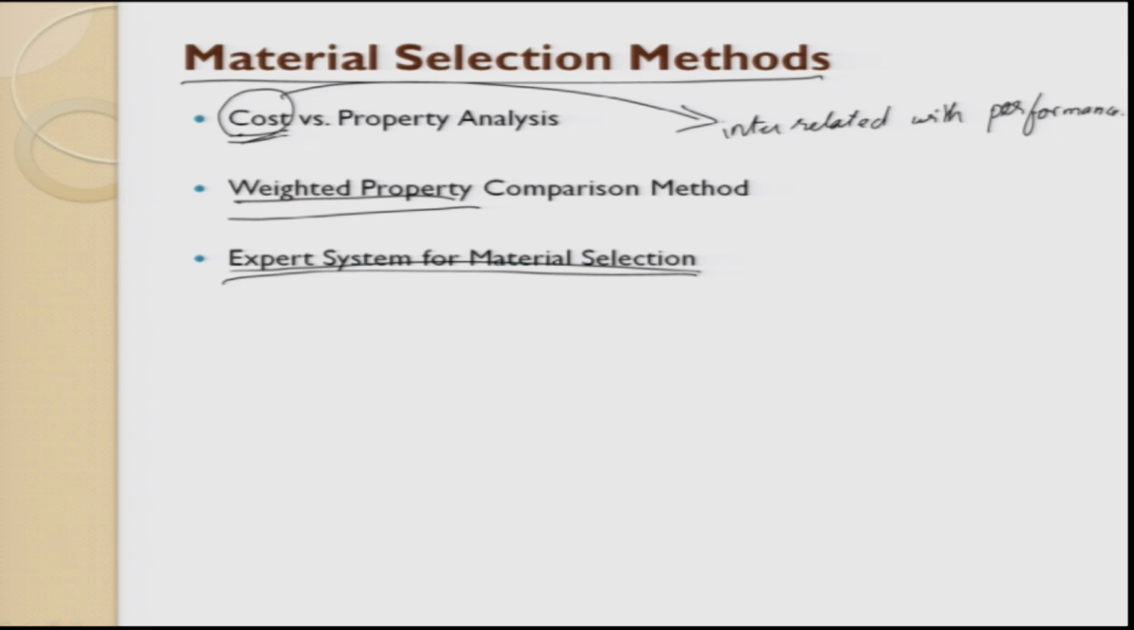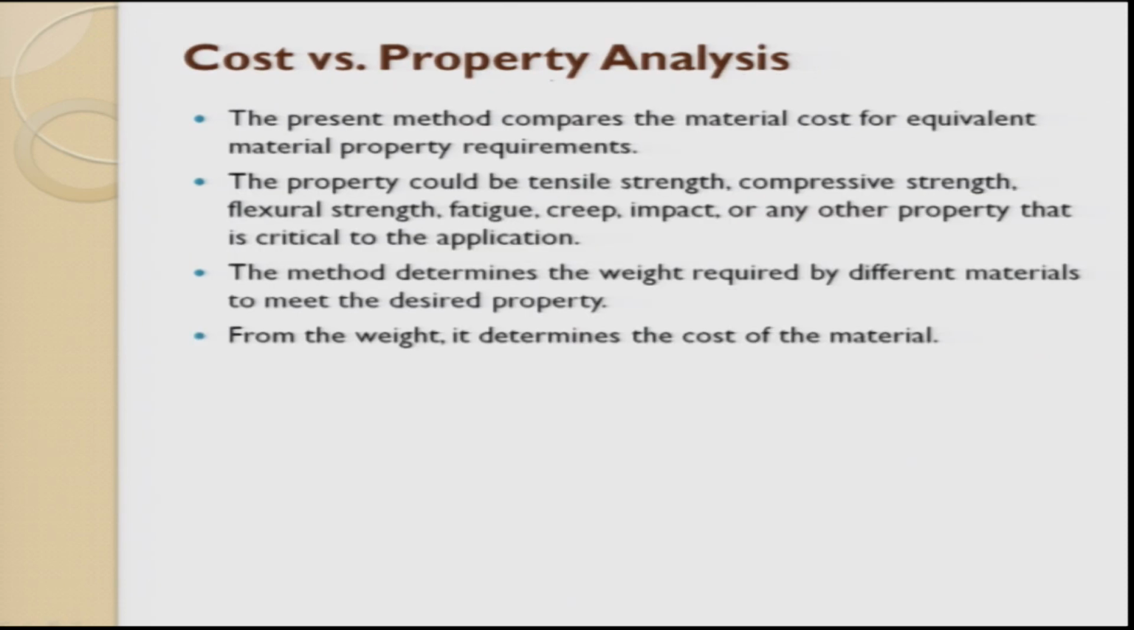First we look at different properties, then for each property we look at what the weightage is, and then we try to do a selection of the product. The cost versus property analysis. In the present method, we compare the material cost for equivalent material property requirements. For example, we take two different materials, take 50 kilos of load. So how do you choose A as compared to that of B?